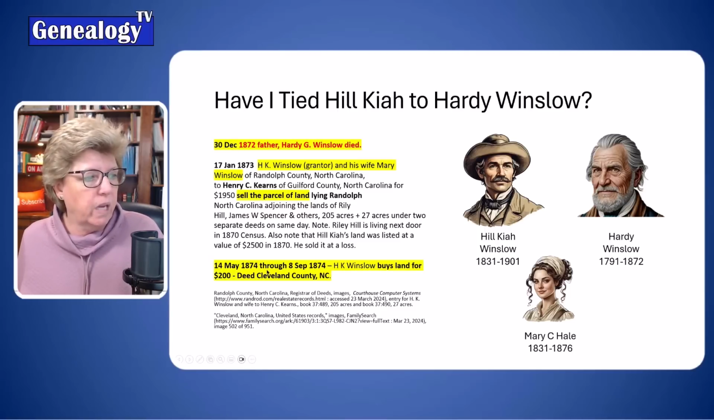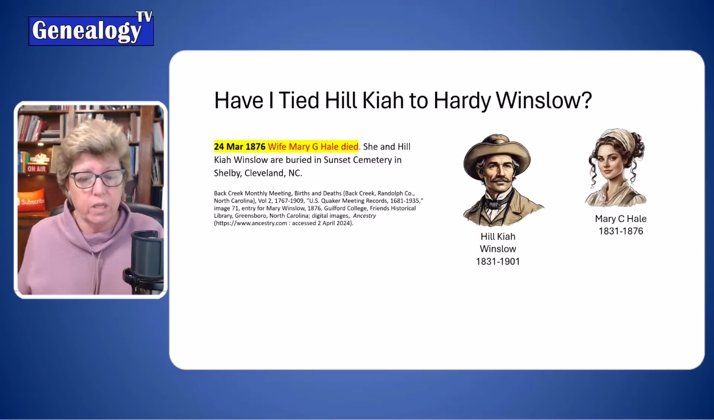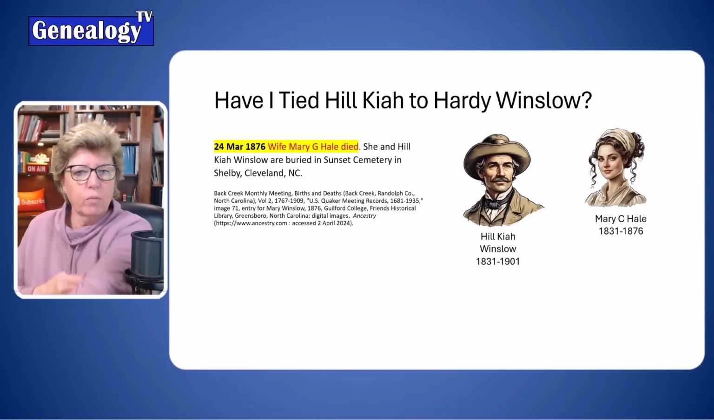And then in May 1874, H.K. Winslow buys land for $200 in Cleveland County. So the land records are taking me there. And so then I realized, well, wait a minute. Just a couple years later, Mary Hale, that's her maiden name, dies in Cleveland County. That's the tombstone that you saw. Now, is this normal?